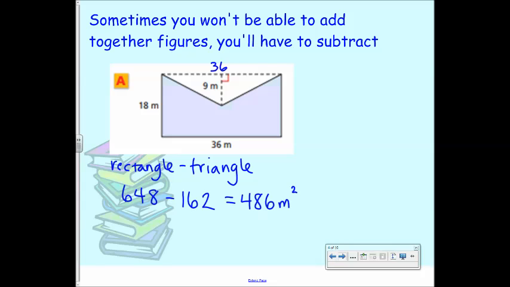Okay, so what's the difference here? You had to subtract. How can you tell when you have to subtract? Because you're going to have something that you don't need. Yeah, you're looking for a shaded region, so you don't need the unshaded region. So you've got part of the envelope, but not the whole thing. Okay, all right.